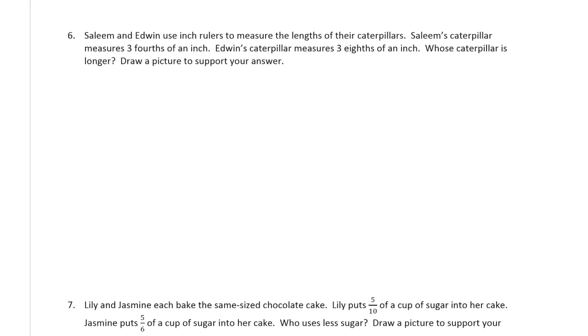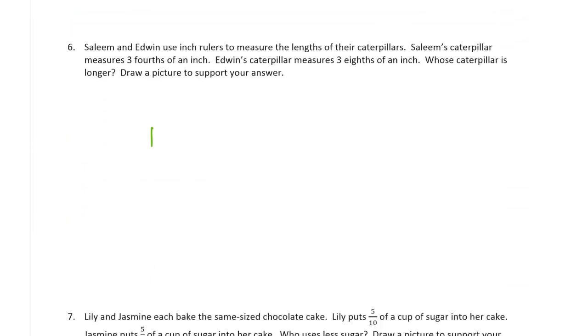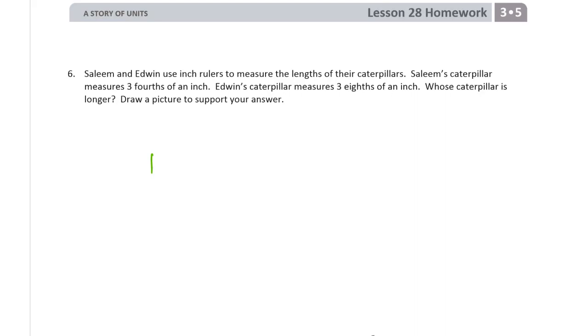Salim and Edwin use inch rulers to measure the lengths of their caterpillars. Salim's caterpillar measures 3/4 of an inch. Edwin's caterpillar measures 3/8 of an inch. Whose caterpillar is longer? Draw a picture. So this is going to be very similar to what we did on the first page. Instead of drawing a picture of a caterpillar, I'm going to draw two pieces of tape, and make them the same size.